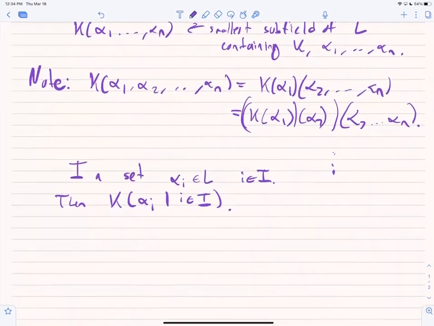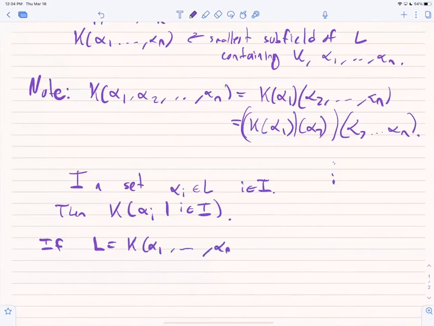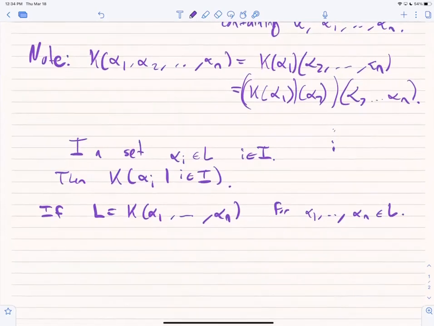So let me, in particular, give a name. If L is equal to K(α1, ..., αn), this just means L over K is some extension, and I have these n elements of L. I'm saying if I take a field that contains K and those n elements, then actually it's the whole thing. There's no smaller field that contains these things. Then we say L is finitely generated.